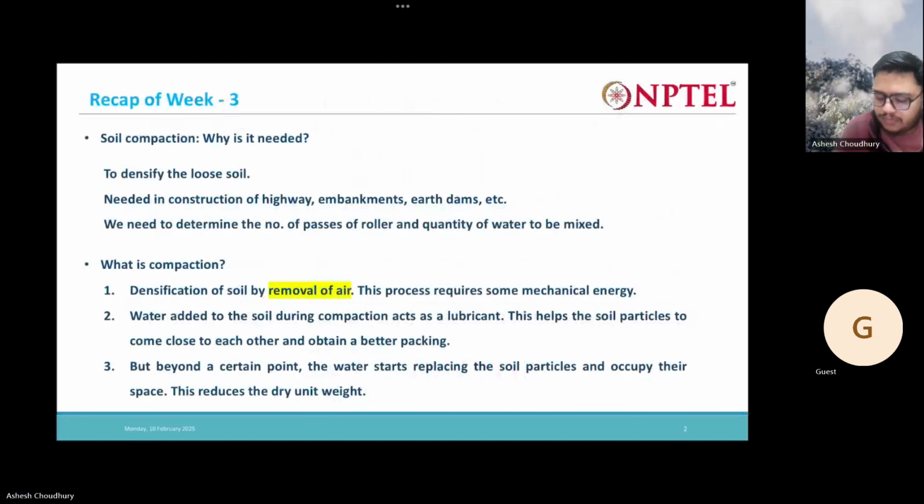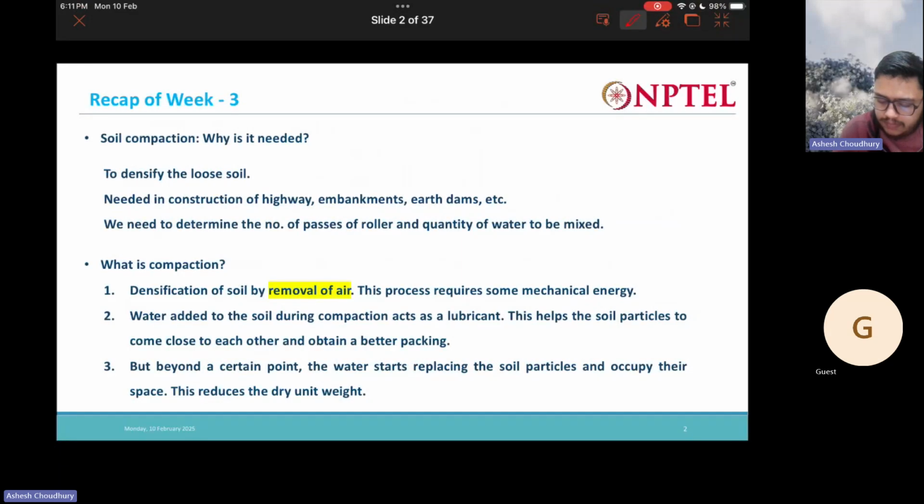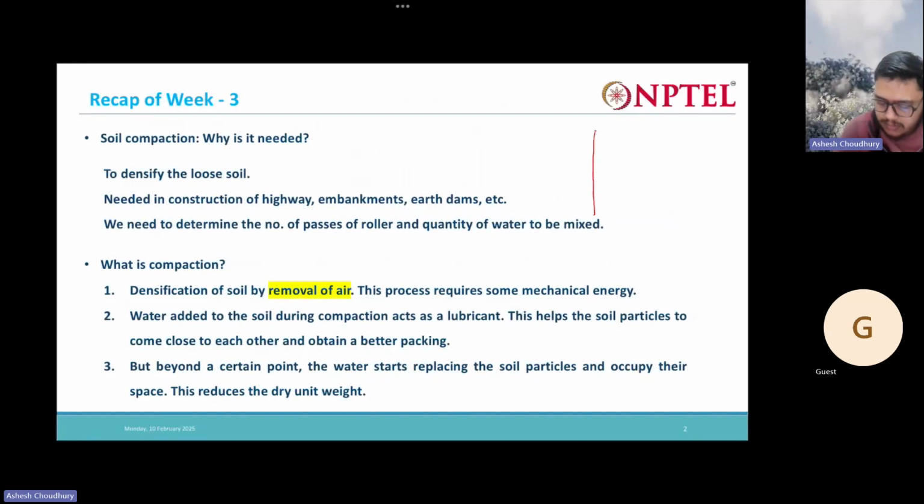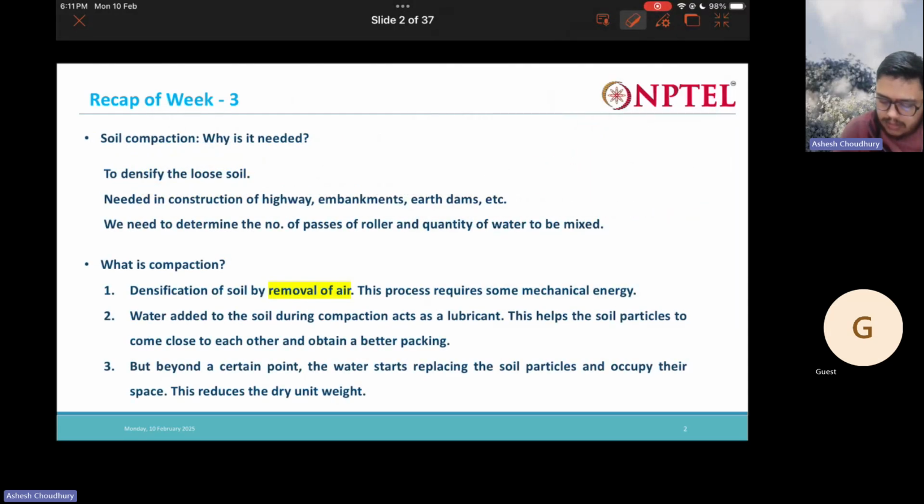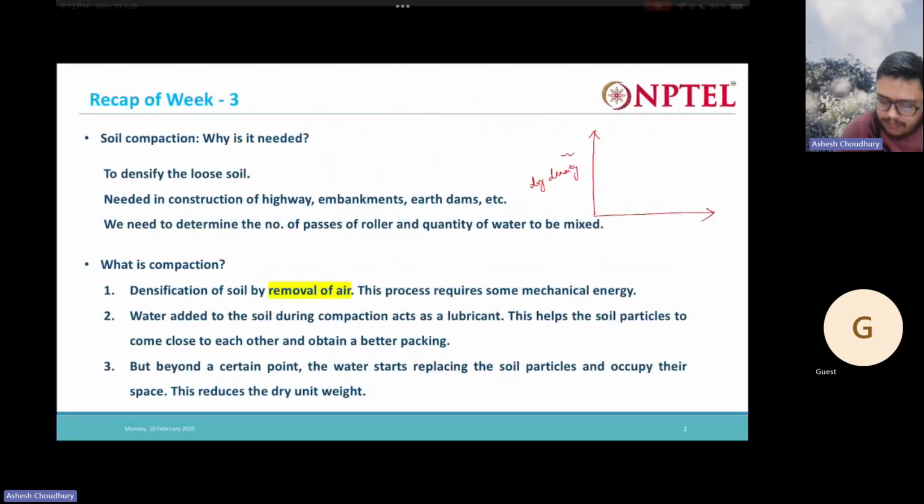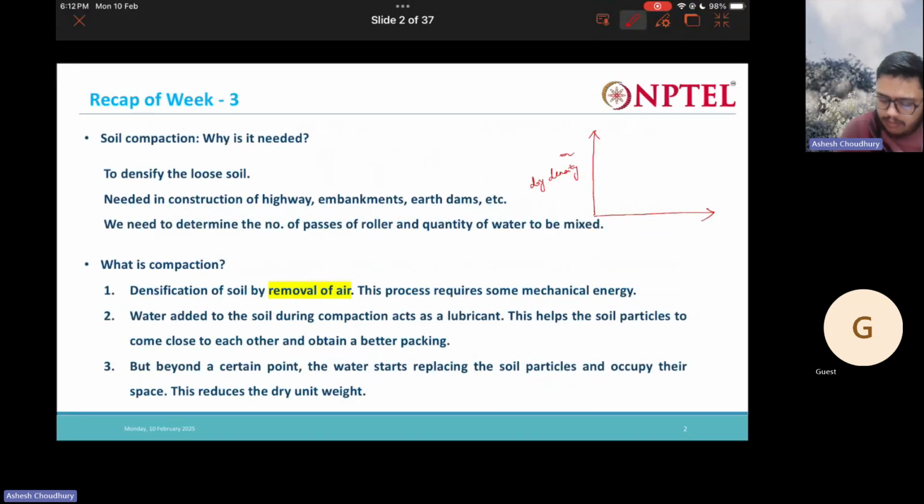So if you plot the dry density, and here we will plot the water content, okay, you will obtain a bell like curve.